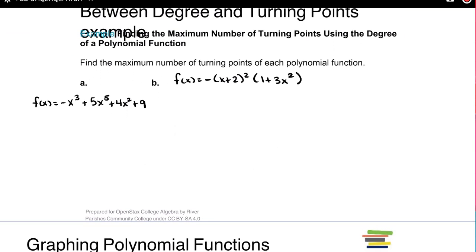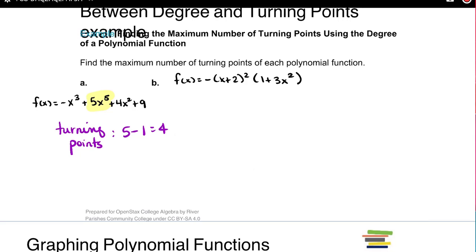So find the maximum number of turning points. The highest degree here is 5x to the 5th, so 5 is the highest degree. So in this case, the number of turning points would be 1 less than that. So it would be 4.